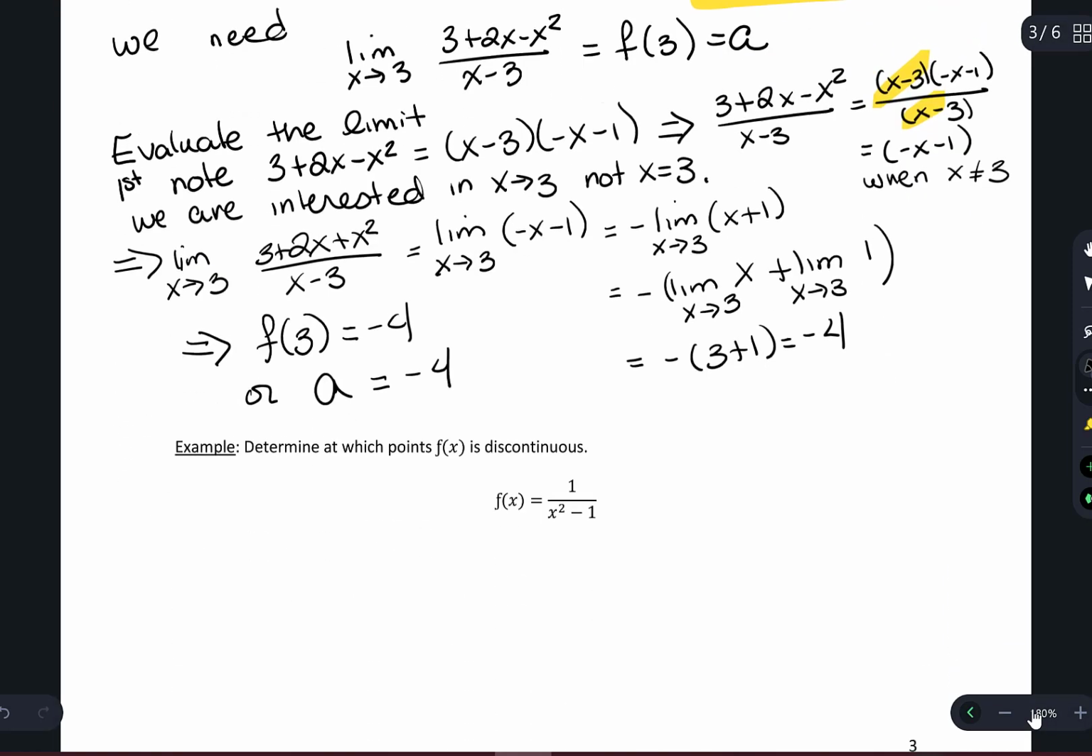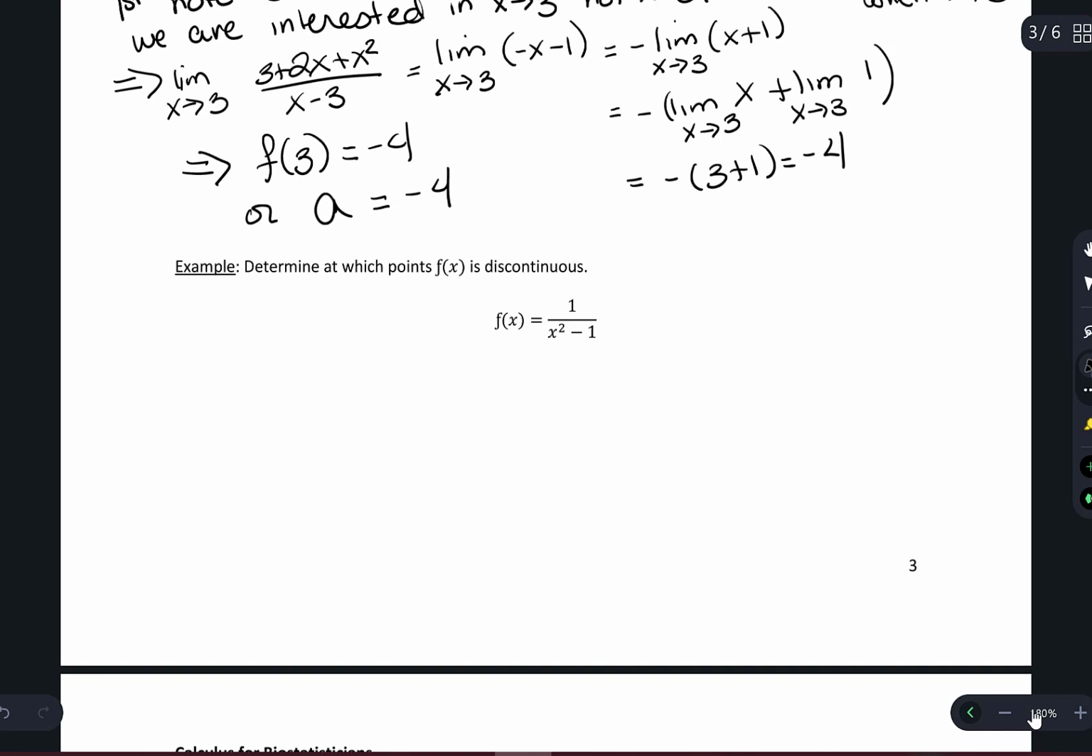All right, and one more example here. Determine at which points f of x is discontinuous. The first thing to notice here is that f of x is a rational function.